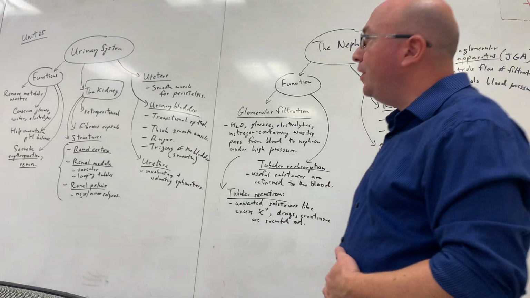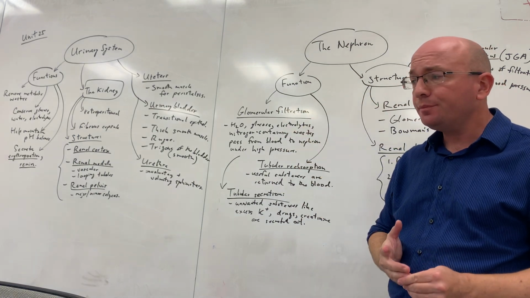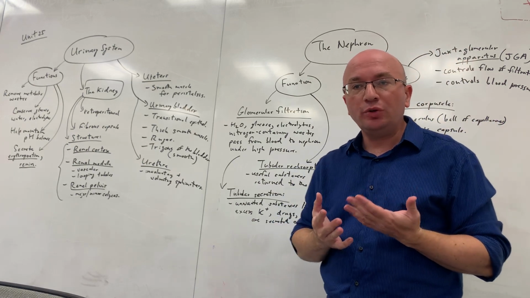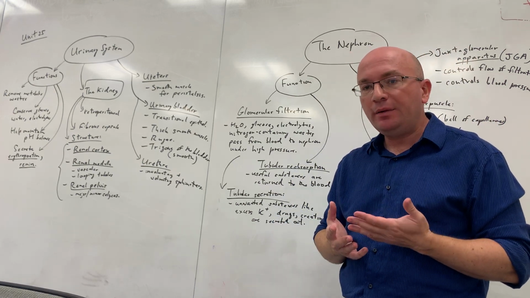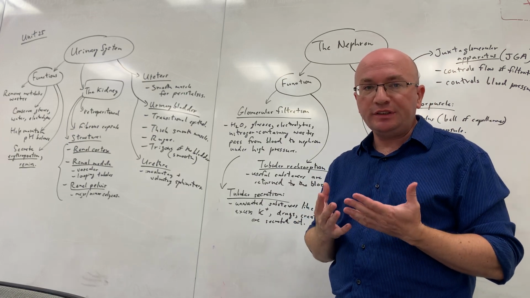Welcome to Unit 25. In this chapter, we're going to be talking about urinary system anatomy. The urinary system essentially is the system that controls how waste is removed by the body through the kidneys. Now, the kidneys are the primary urinary system organ.